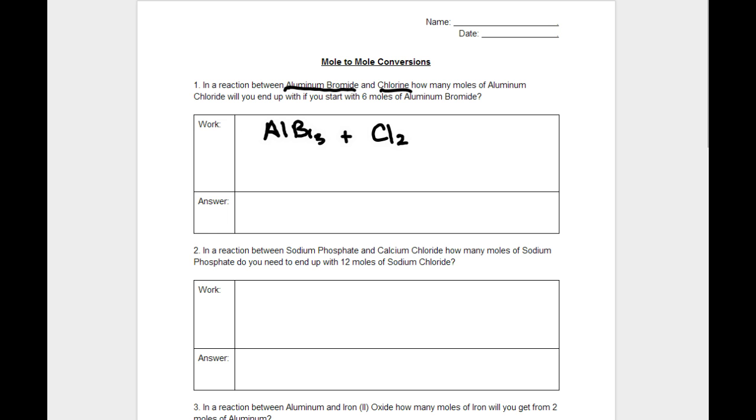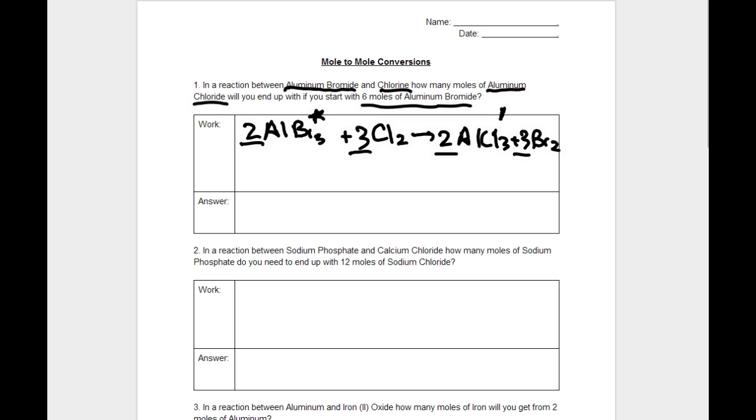and chlorine, what we end up with is 2 moles AlCl3 and 3Br2, with this being a 3 and this being a 2. So when we have this, what we see is these coefficients are actually the mole-to-mole ratios between these. So in the question, we're asked how many moles of aluminum chloride will you end up with if you start with 6 moles of aluminum bromide. So the two things that we're comparing here are this and this.